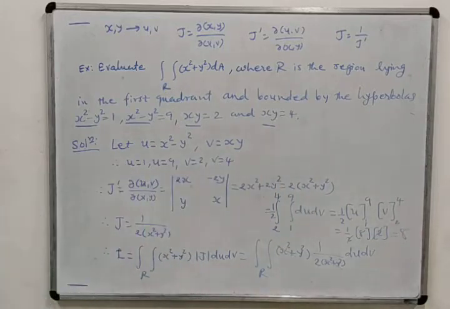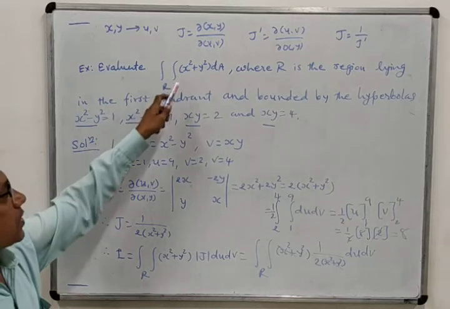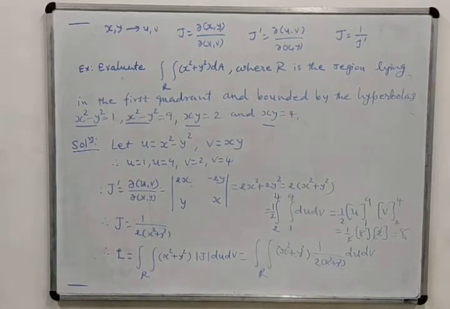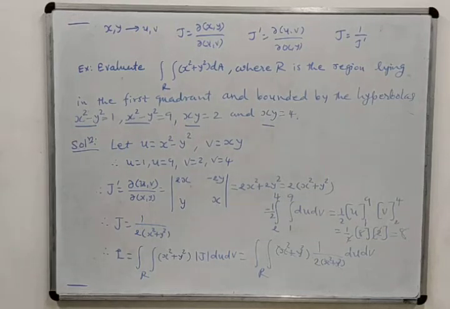So we can find out the answer very easily for this problem instead of solving directly, because the direct solution becomes very complicated. So here you can see the use of change of variables, how the problems can become simple. So you write down this solution.